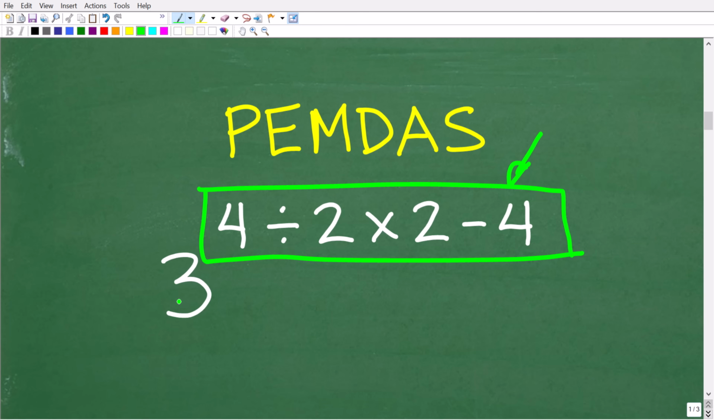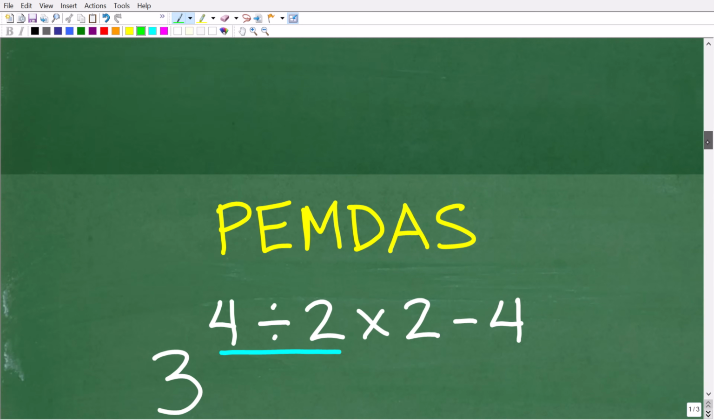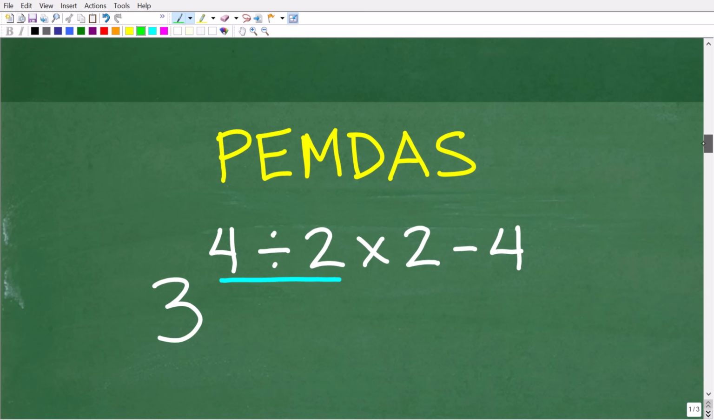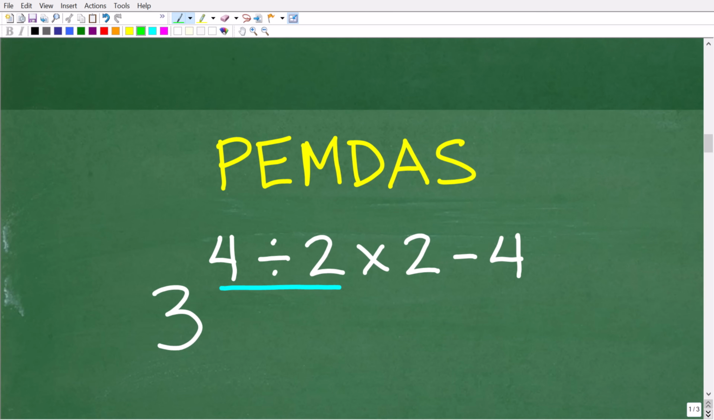Okay, so just take it one step at a time and ask yourself, do I have any parentheses? Do I have any exponents? Do I have any multiplication and division? And do I have any addition and subtraction? All right, so let's go ahead and start now. So do we have any parentheses? Well, not really, but you could put a set of parentheses up here.